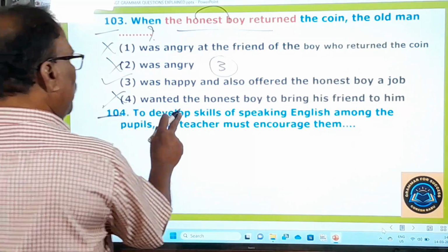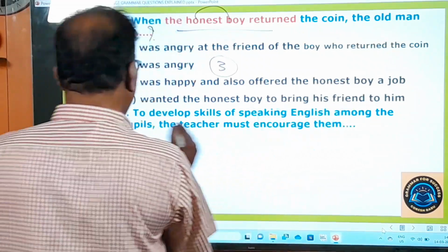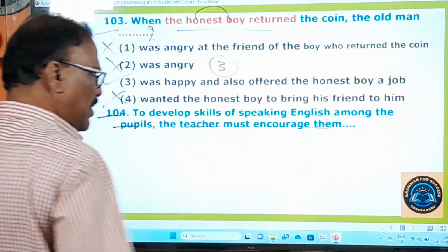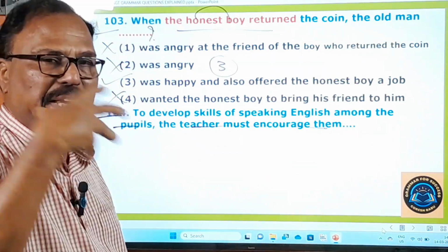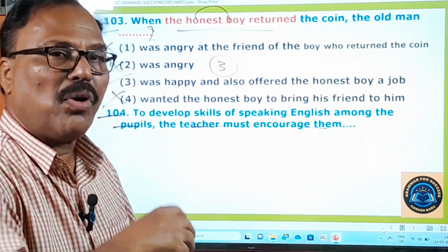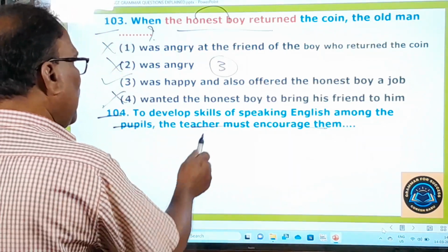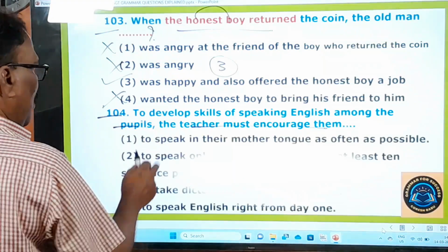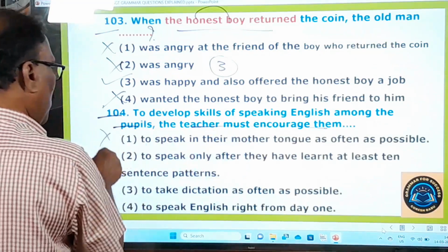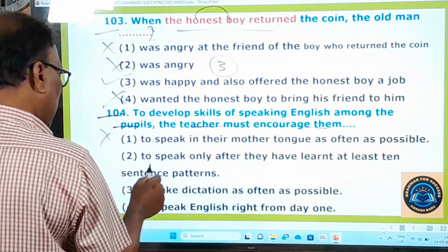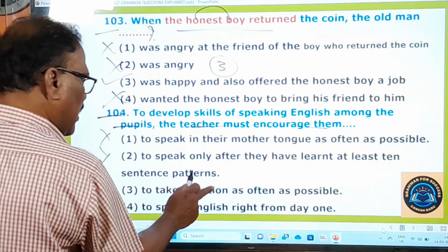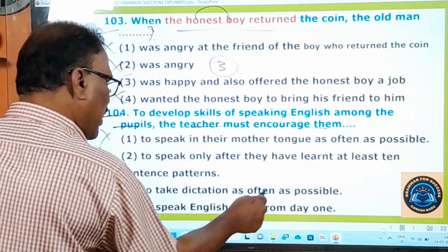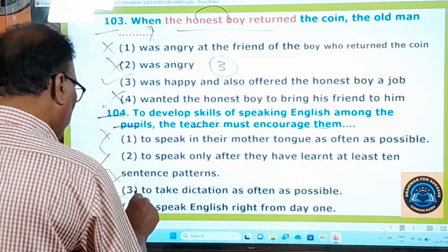To develop skills of speaking English among the pupils, the teacher must encourage them. To develop the speaking skills of the students, what must the teacher do? The teacher must encourage them. What? To speak in their mother tongue? No. To speak only after they have learnt at least 10 sentences? No. To take dictation? No. To speak English right from the day one? The fourth one is the right one.